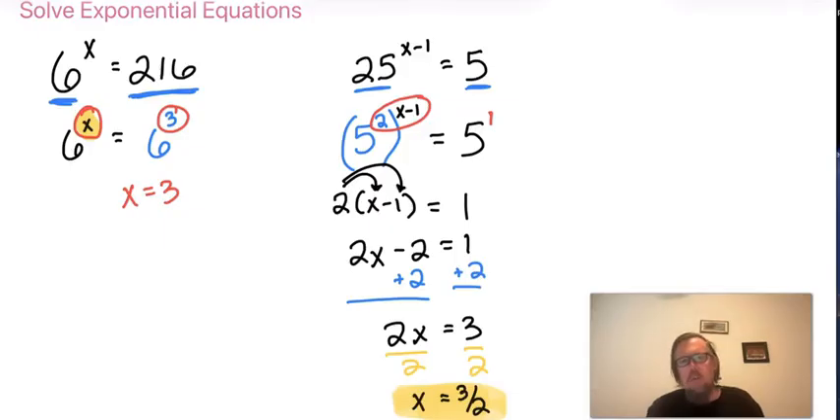Memorize your squares up to 25, memorize your cubes up to 10. It's not just for exponents. You're going to use it for many, many, many things throughout math. So just memorize them right now, it'll save you a lot of grief in the future. Promise.